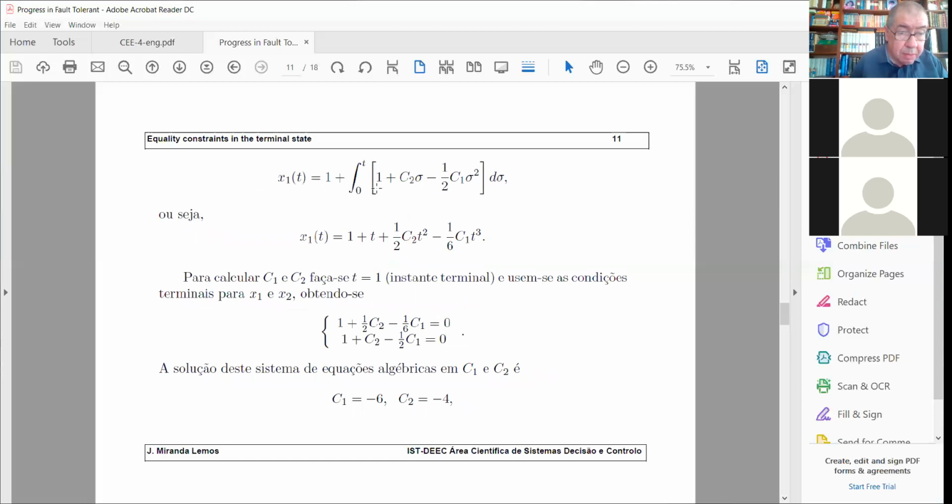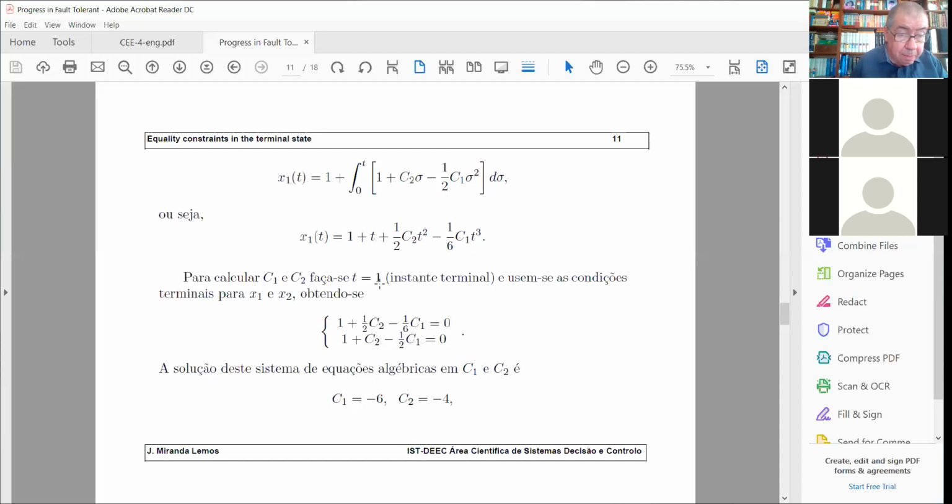So the primitive of 1 is t, the primitive of C2 sigma is sigma squared divided by 2 times C2. And then you have the primitive of sigma squared, which is sigma cubed divided by 3. So 1 divided by 3 times 1 divided by 2 gives this 1 divided by 6. So we have expressions for x1 and x2.